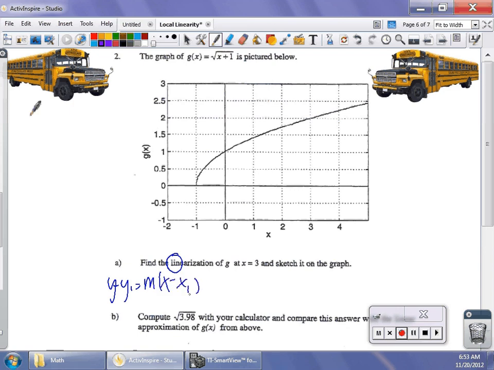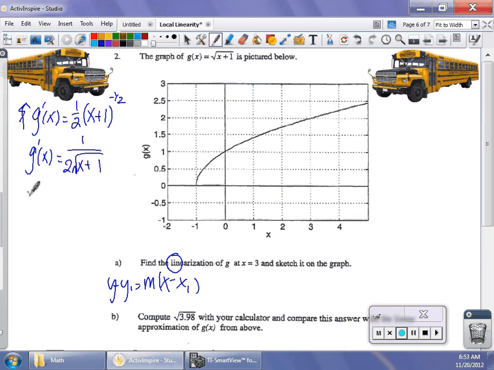I'm going to need the derivative, so g prime of x is 1/2 times x plus 1 to the negative 1/2 power. By the chain rule, the derivative of the inside is 1. So g prime of x is equal to 1 over 2 square root of x plus 1. The derivative evaluated at 3 is 1 over 2 times the square root of 3 plus 1. 3 plus 1 is 4, square root of 4 is 2, times 2 is 4. So we get 1/4.